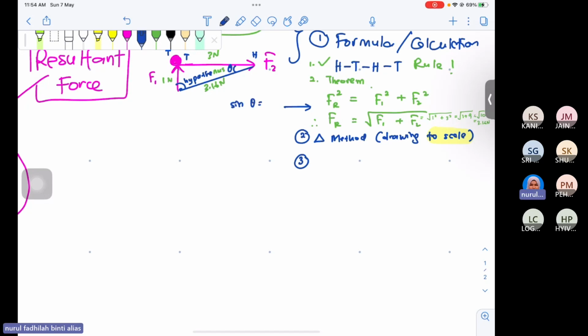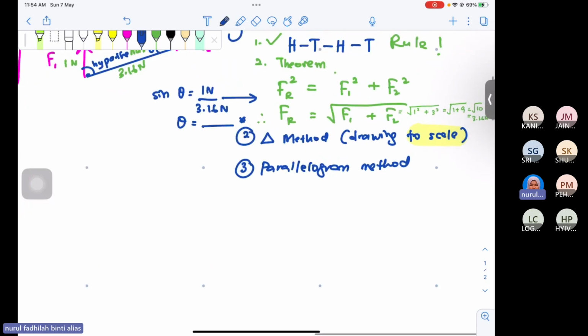Sin theta is 1 Newton over 3.16 Newton. So what is theta? You give the answer as an angle. Okay, and finally we have the parallelogram method. If you use this method, you must draw together with me.